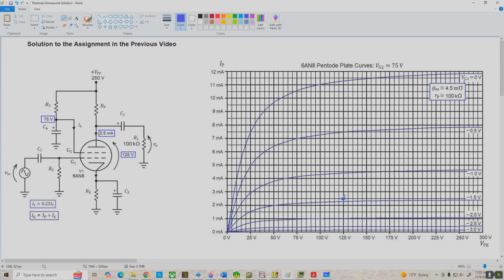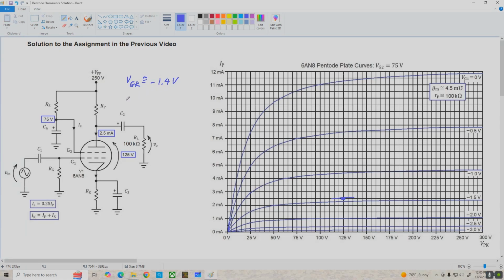And let's estimate the required grid voltage to establish this Q point. So let's see, we're pretty close to negative 1.5. So let's just estimate this to be VGK of approximately negative 1.4 volts.